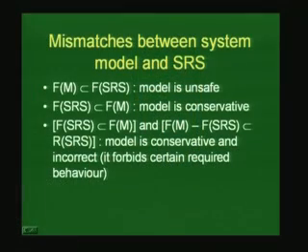That is, just try separating the requirements into a set of required behavior and a set of forbidden behavior, and your model also into a set of required behavior and a set of forbidden behavior, right? So let us say some more mismatches here. Now what if f of m is a proper subset of f of SRS? That is, the set of all forbidden things of the model is a proper subset of the set of all forbidden things of the SRS. That means that the model is unsafe. That is, the requirements require you to forbid certain things which you are not forbidding here, right?